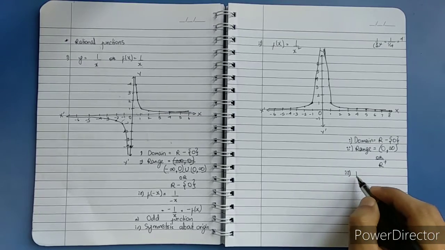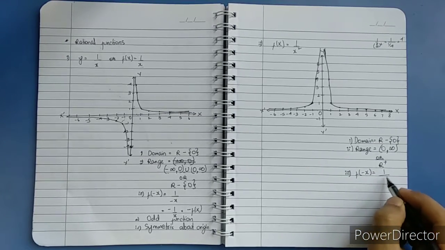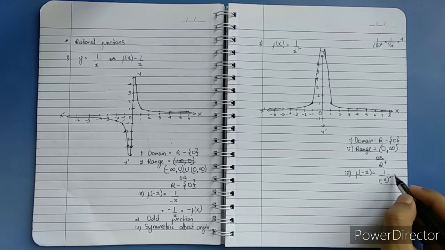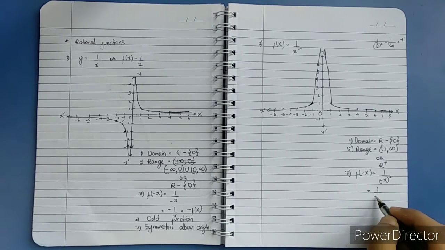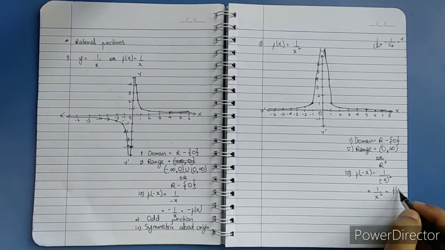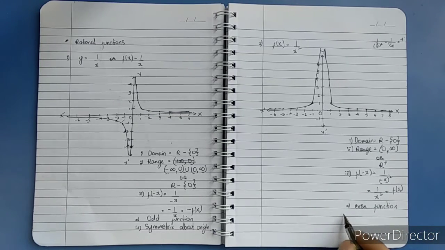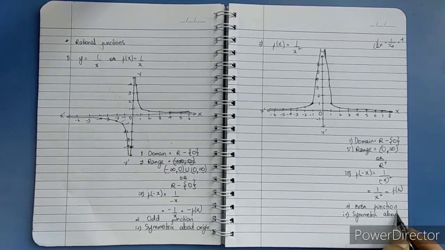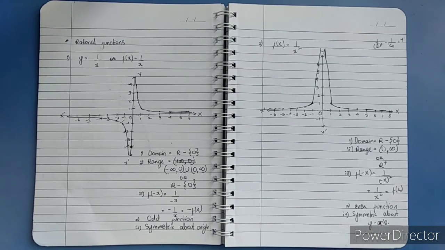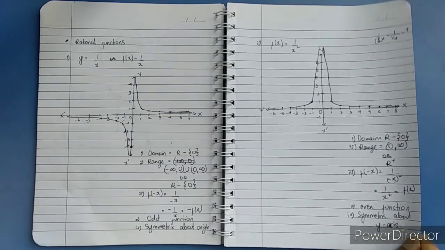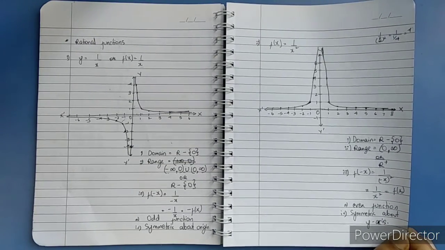Third part, f of minus x equals 1 by minus x whole square, which equals 1 by x square, which equals f of x itself. So this implies this is an even function, and it will be symmetric about the y-axis. Whenever we have an even function, it is always symmetric about the y-axis. So these are our rational functions.